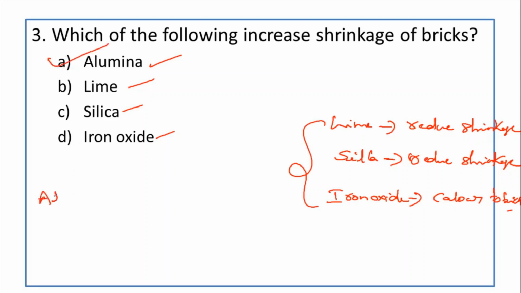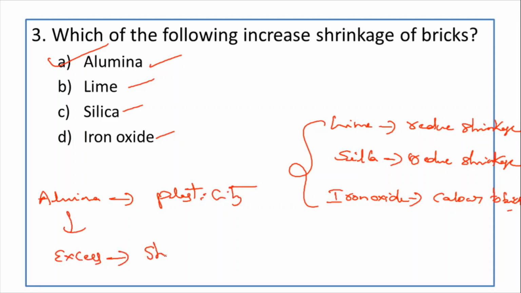The problem with alumina is that alumina gives plasticity to the brick. But if the alumina is in excess, then it will cause shrinkage. Excess of alumina causes shrinkage. But lime and silica reduce the shrinkage. So what is the answer here? Alumina is the answer.